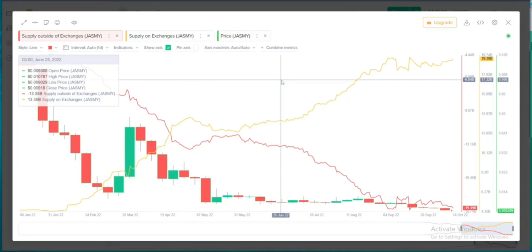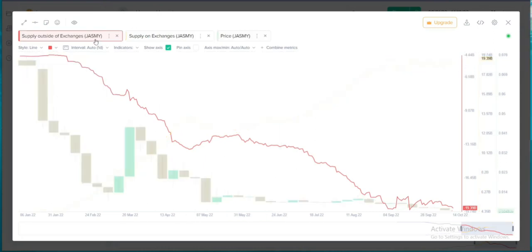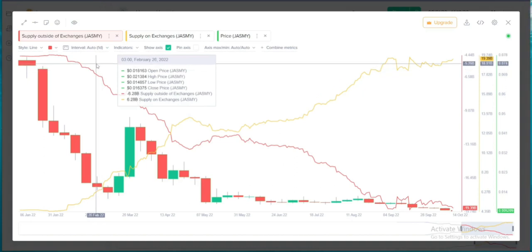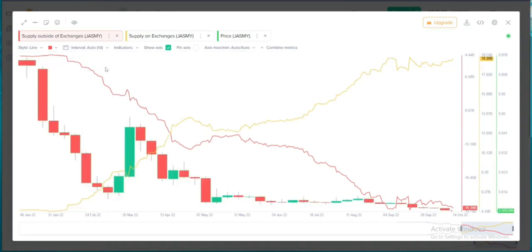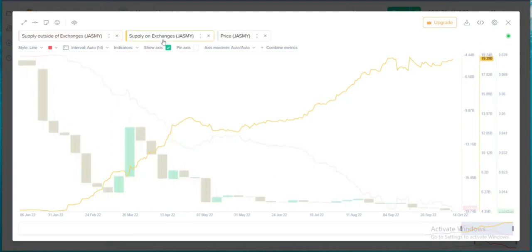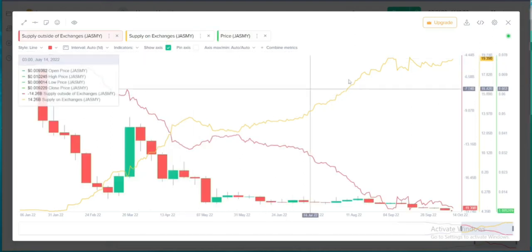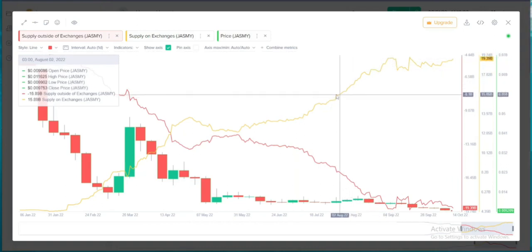So looking at the supply outside of exchanges, we are not really looking good on the Jasmy price, because what you want to see is the supply outside of exchanges increasing. The reason being that if Jasmy is being taken off of exchanges, it's not available to be sold. So you create demand. And then looking at this one, supply on exchanges, this one is actually going to the upside. So really nothing positive to see.